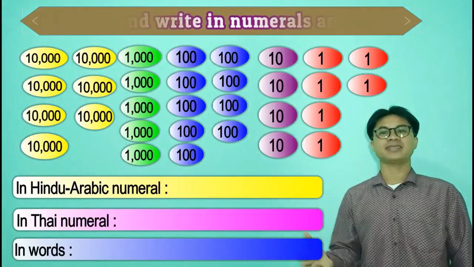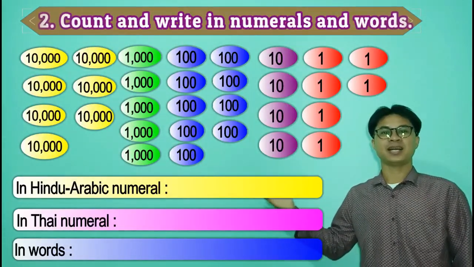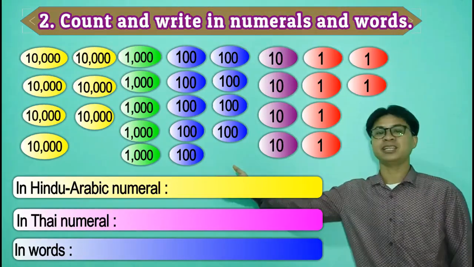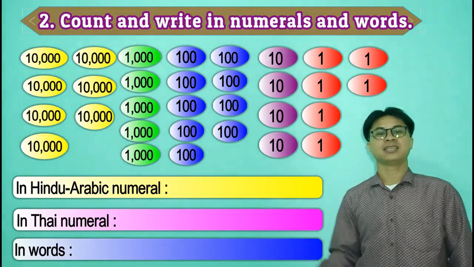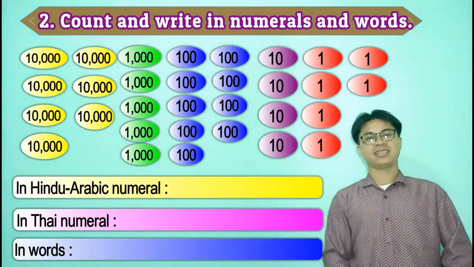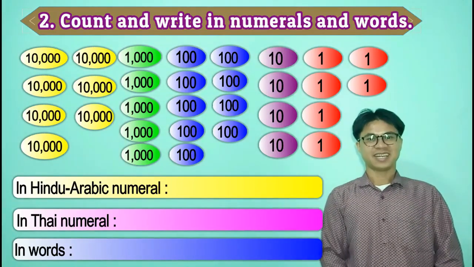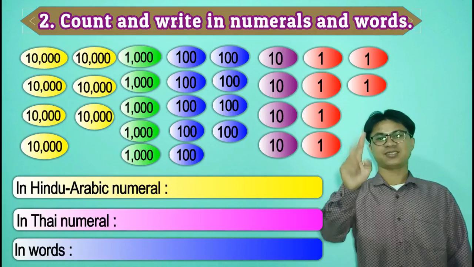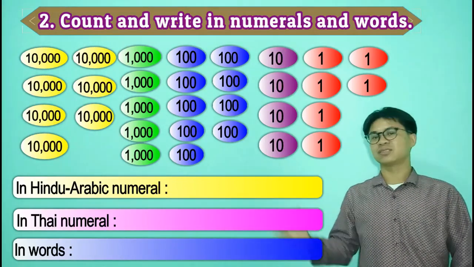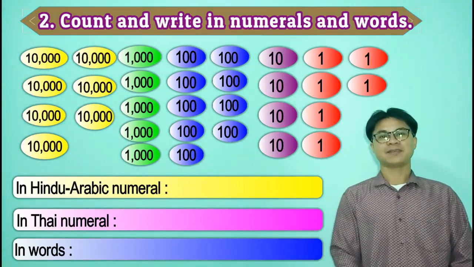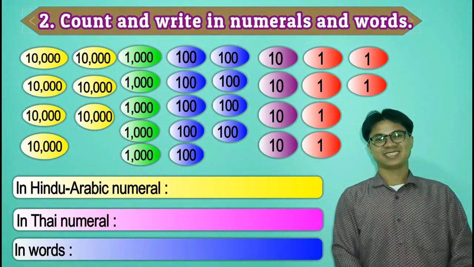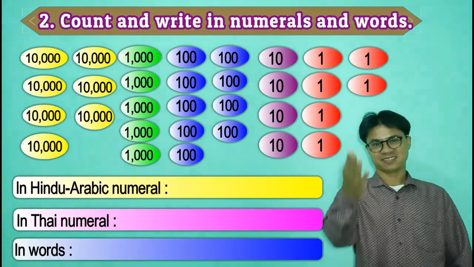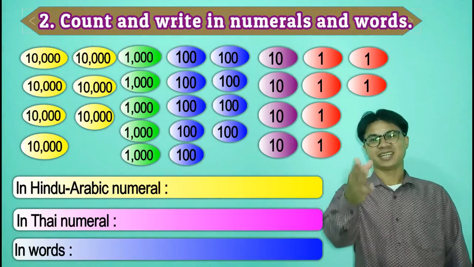Okay, number two, the same. Count and write this in numerals and words. First in Hindu-Arabic numerals, Thai numerals, and in words. Alright, so I will give you 2 minutes to do it. Let's show the answer after 2 minutes. Okay, so time starts now.